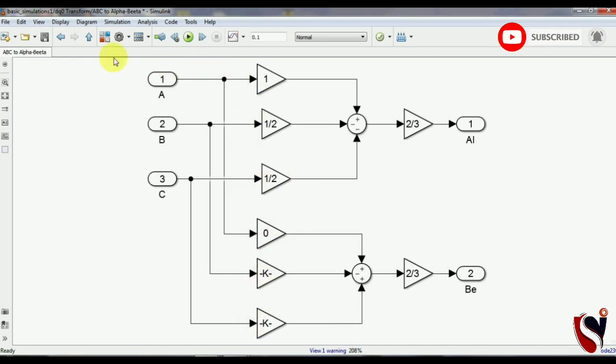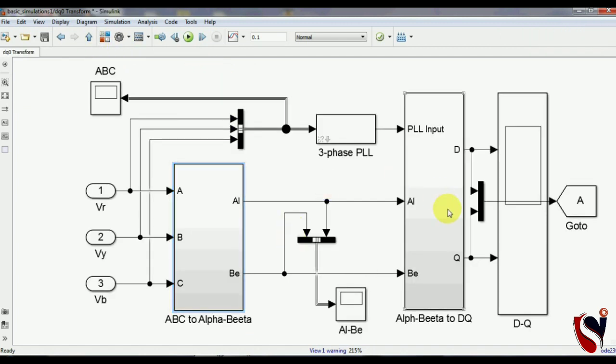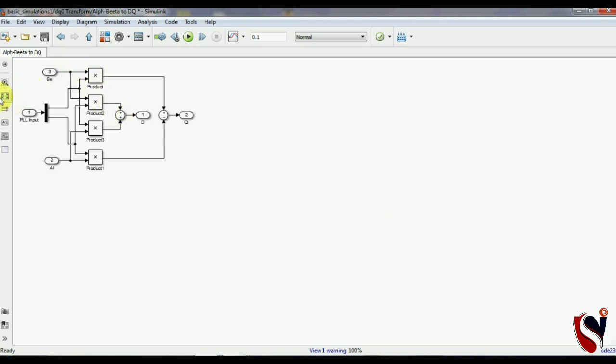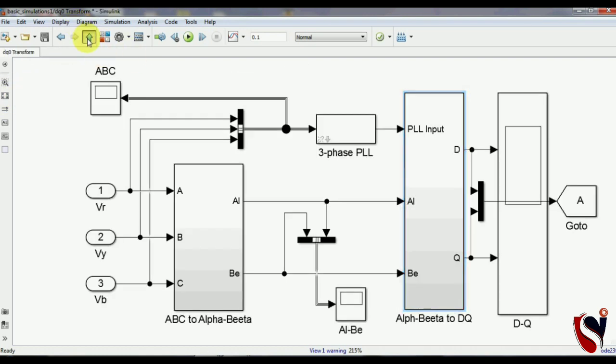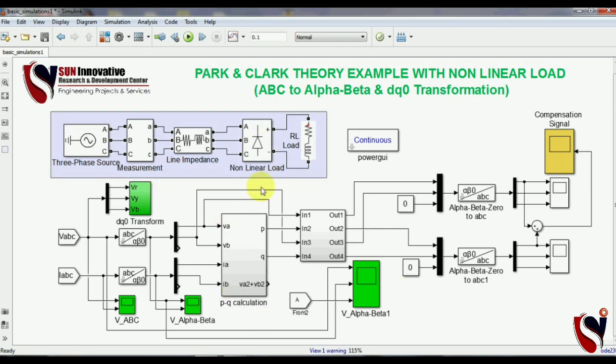So you see here, this is the matrix actually, and this matrix helps to design the alpha, beta and the dq values. So ultimately these two theories depend on two matrices, that is KC and KP, the Park transform matrix and the Clarke transform matrix, and it is shown in the video, you can see here. And now let us start this simulation so we can understand this theory exactly.